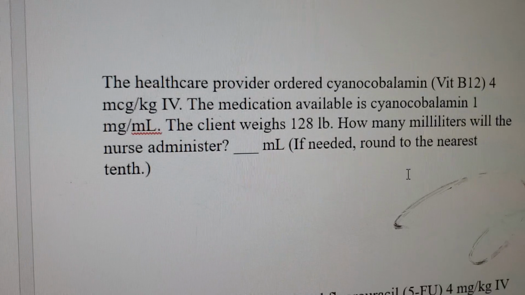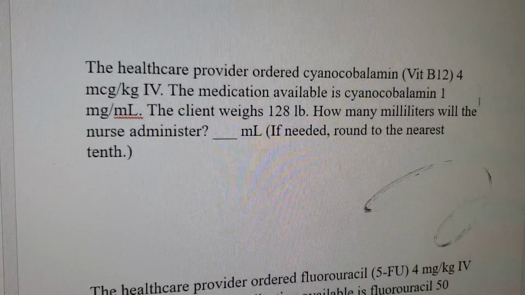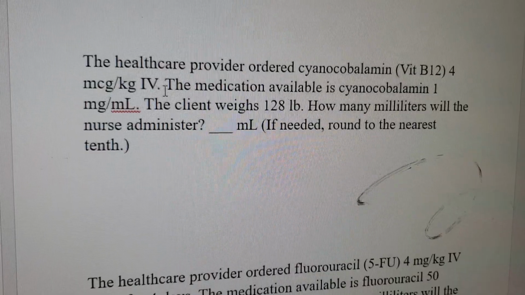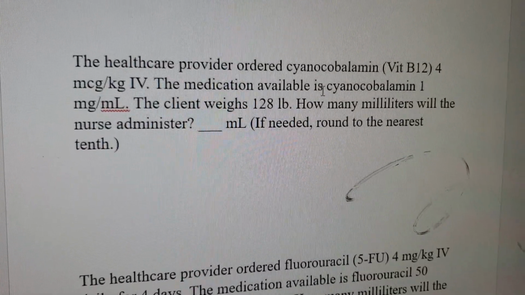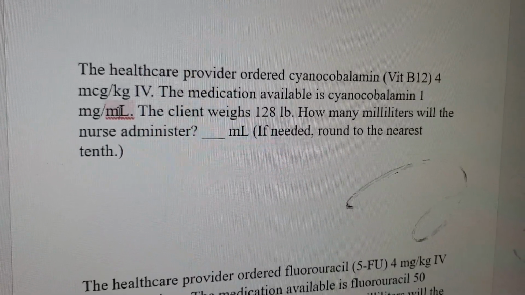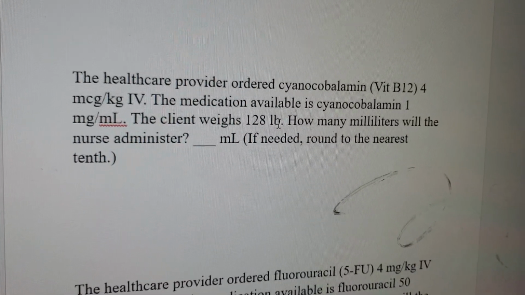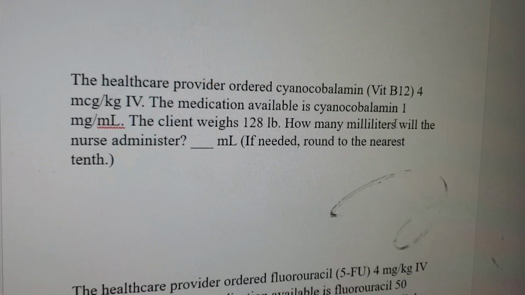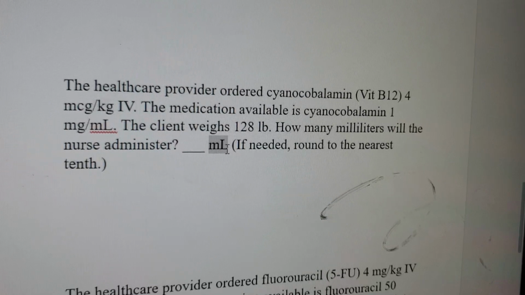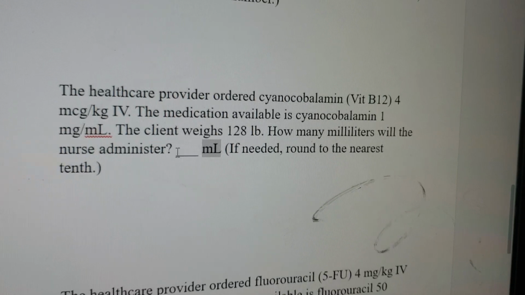The healthcare provider ordered cyanocobalamin, which is vitamin B12, 4 microgram per kilogram. The medication available is cyanocobalamin, 1 milligram per ml. The client weighs 128 pounds. How many milliliters will the nurse administer? So we are looking for ml. Round to the nearest tenth. Okay? We are looking for ml.